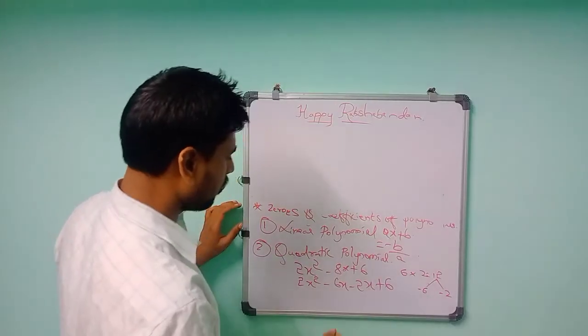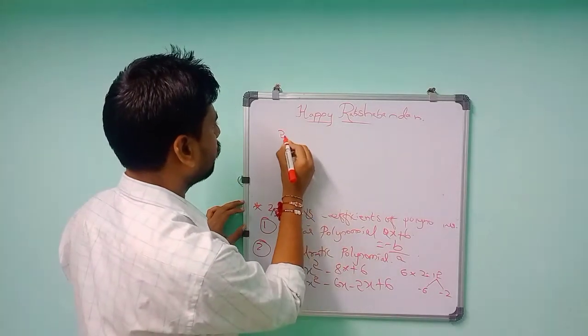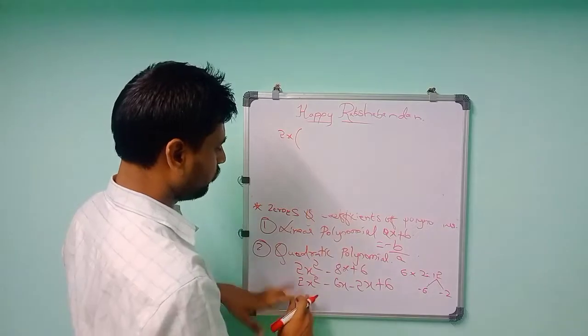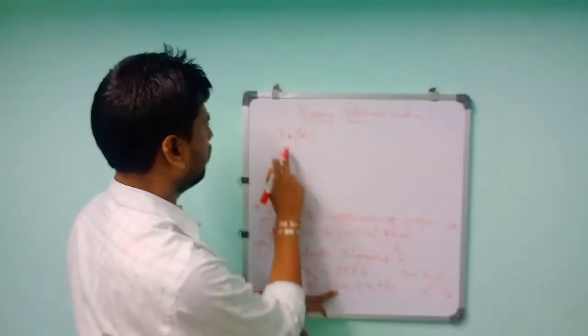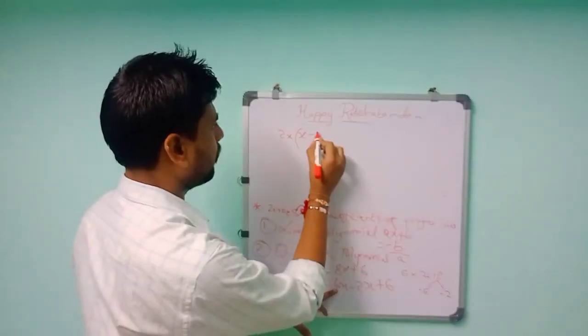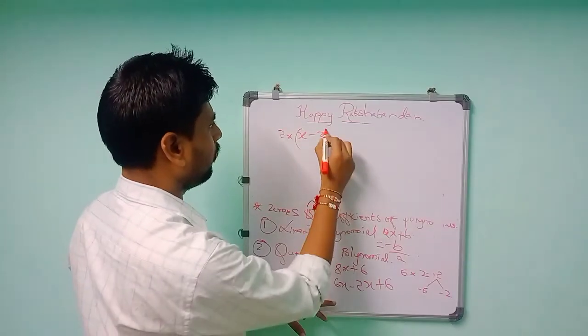If you take 2x common here, the remaining is 2x taken out, so only one x is remaining. The minus is there, and for 6, 2 is already present, so to make 6 you have to multiply by 3. The x is also already present, so x minus 3.